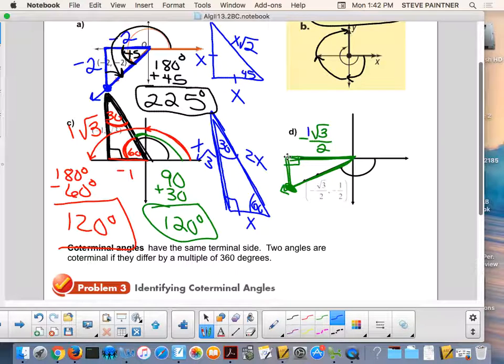This side is what? Negative 1/2. So you should be thinking, oh, the short side, here's the short side times the square root of 3. So if this is the short side, this is what? 30. This is your 60. Okay?